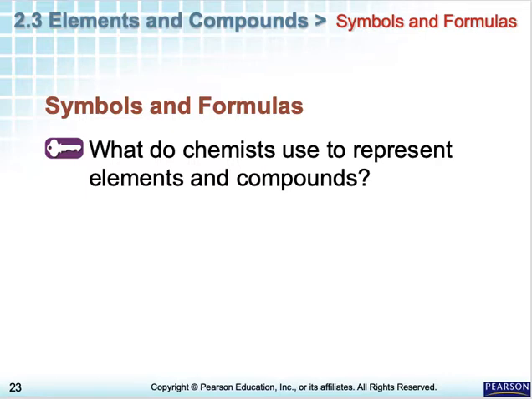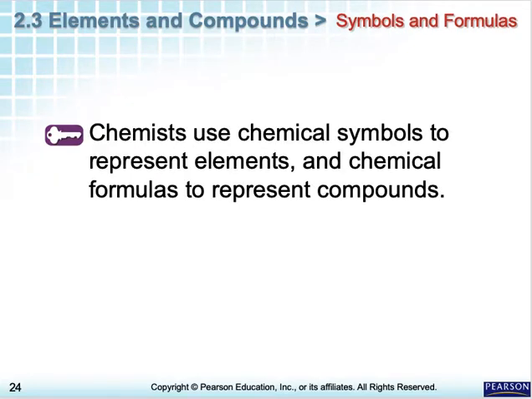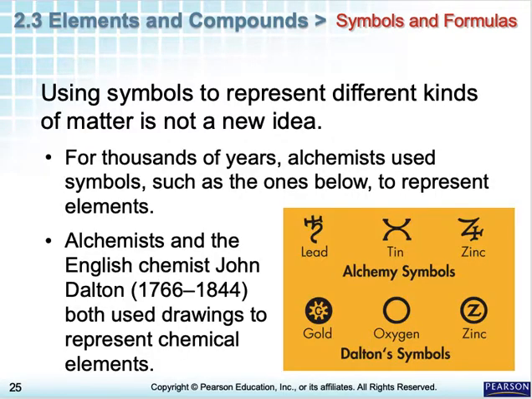What do chemists use to represent elements and compounds? Well, we use chemical symbols to represent elements and chemical formulas to represent compounds. So H2O would be a chemical formula, and that represents the compound water. Na, capital N, lowercase a, is sodium, and we use that to represent the element sodium.